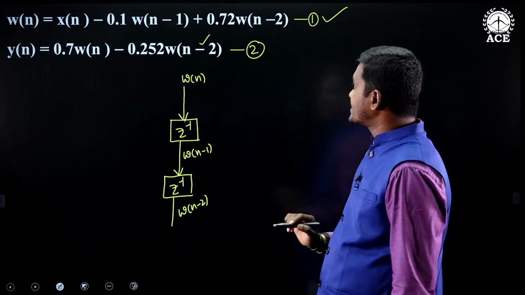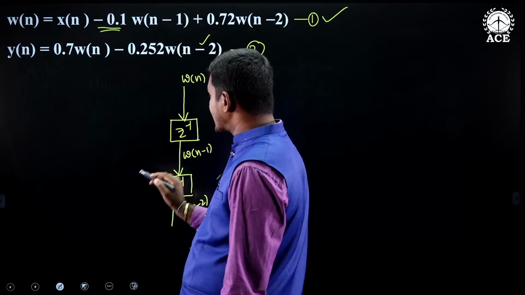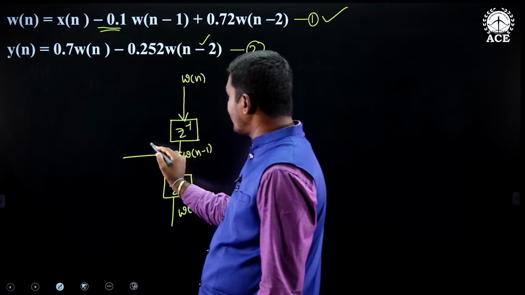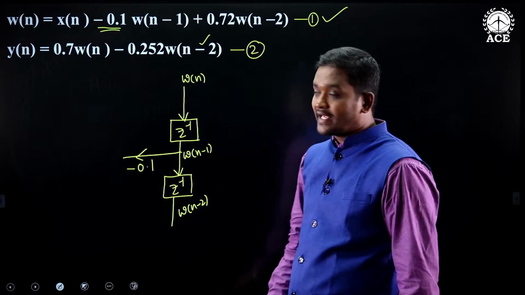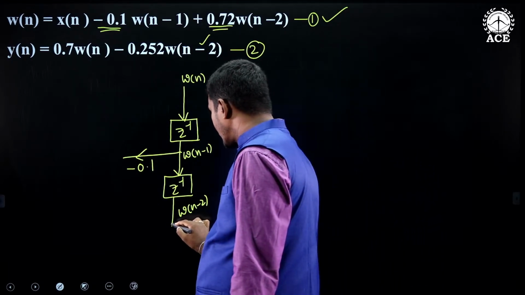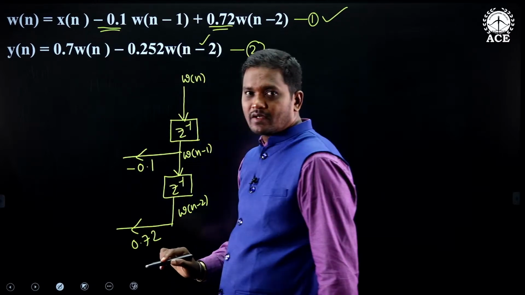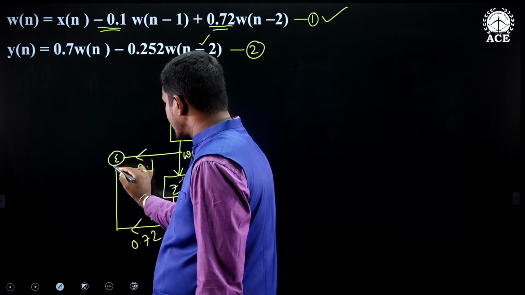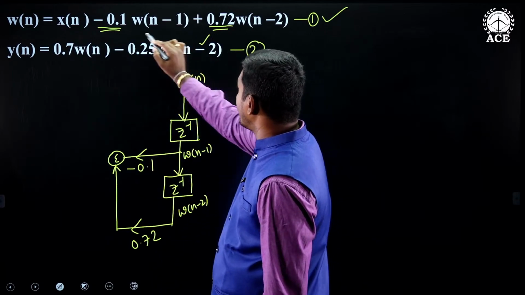Let us realize the first equation now. For W of n minus 1, how much is the multiplication factor? Minus 0.1. So here, W of n minus 1 is there. What is the multiplication factor? Minus 0.1. What is the multiplication factor for W of n minus 2? 0.72. Let us add these two. So minus 0.1 W of n minus 1 plus 0.72 W of n minus 2.